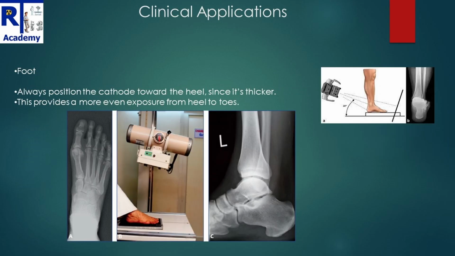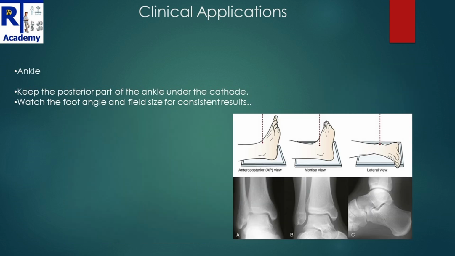7. Foot. Always position the cathode toward the heel, since it's thicker. This provides a more even exposure from heel to toes. 8. Ankle. Keep the posterior part of the ankle under the cathode. Watch the foot angle and field size for consistent results.